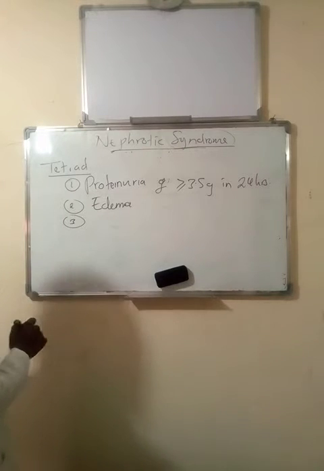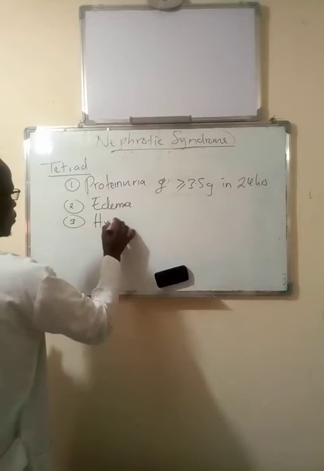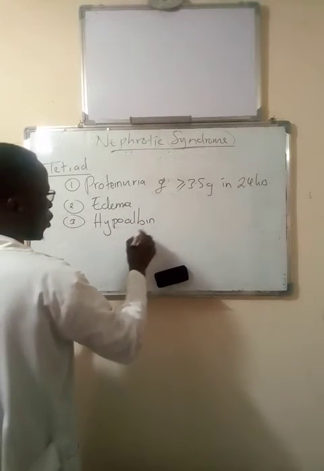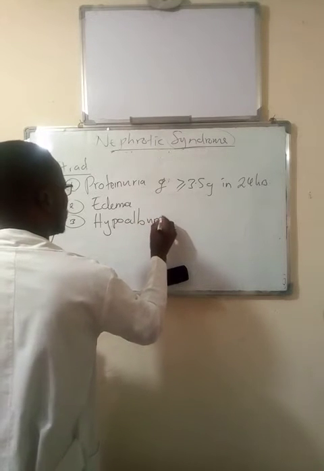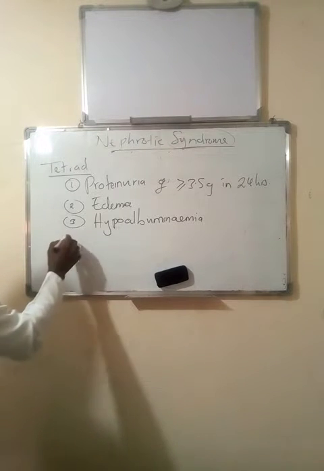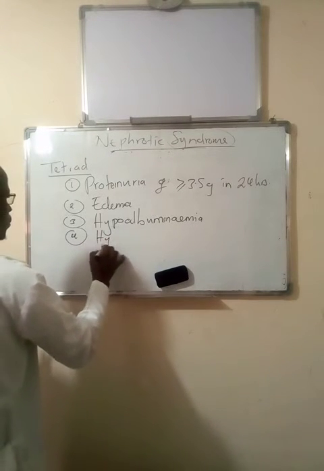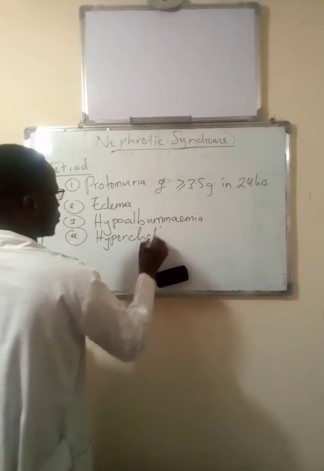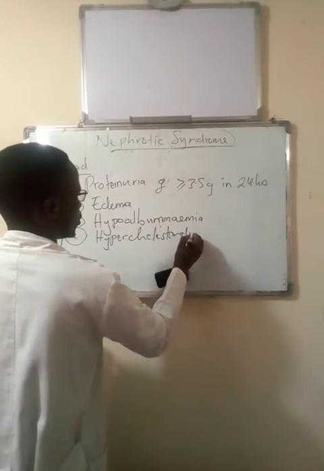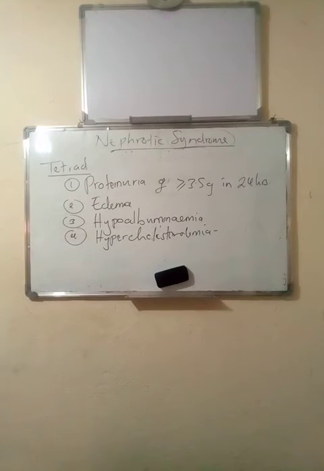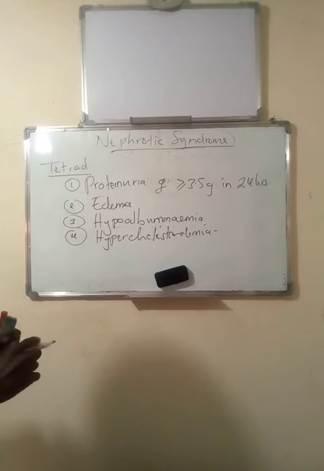Number three, we have hypoalbuminemia. Then four, we have hypercholesterolemia. So these are the four classic features of nephrotic syndrome.